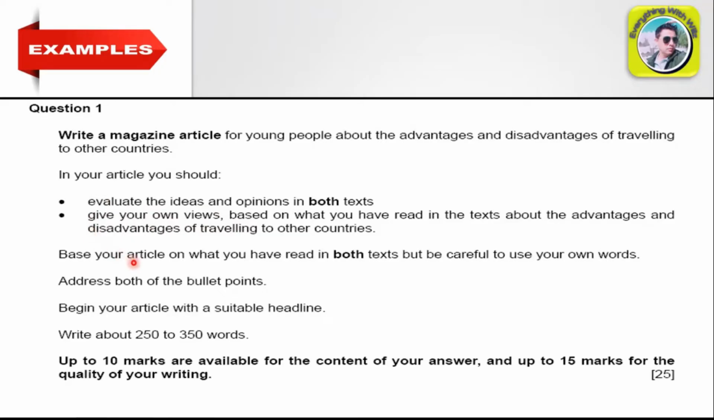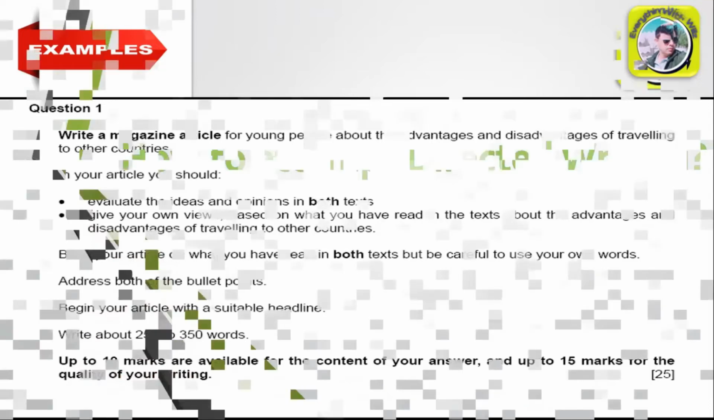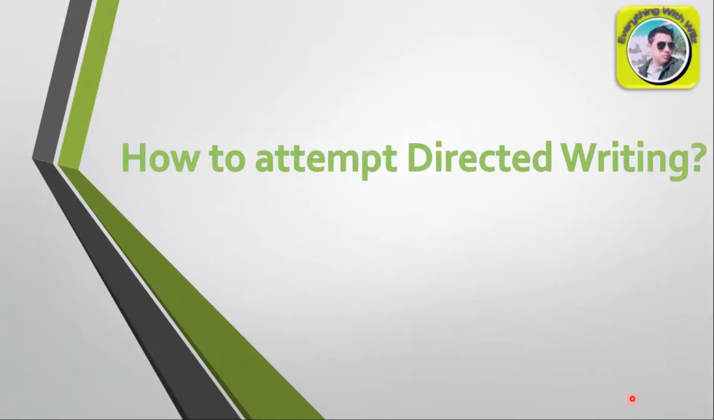So this is my suggestion, that you write the directed writing in three paragraphs, which you have to write somewhere between 250 to 350 words. Up to 10 marks are available for the content, and then 15 marks are available for the quality of the writing, making this a 25 marks task. Now the question arises: how to attempt directed writing.